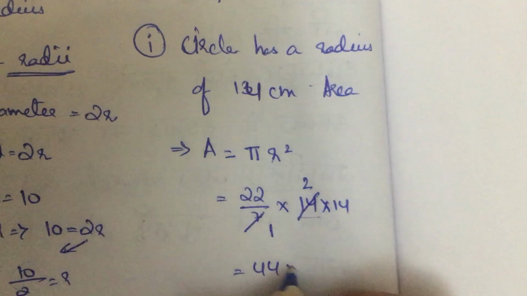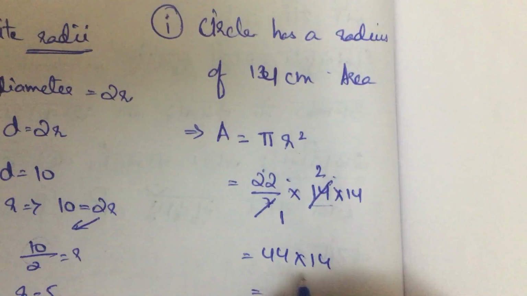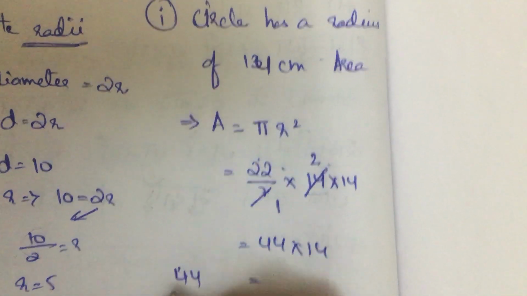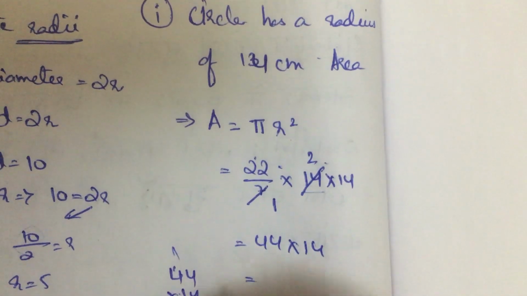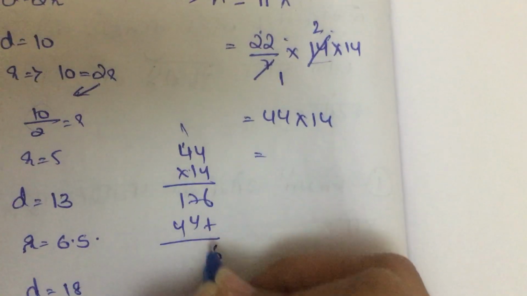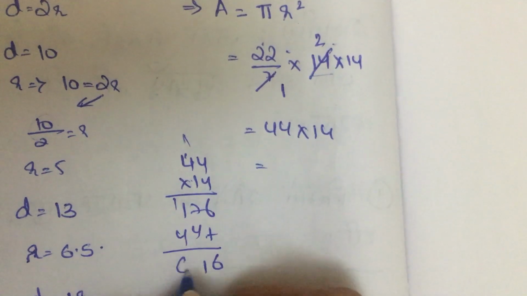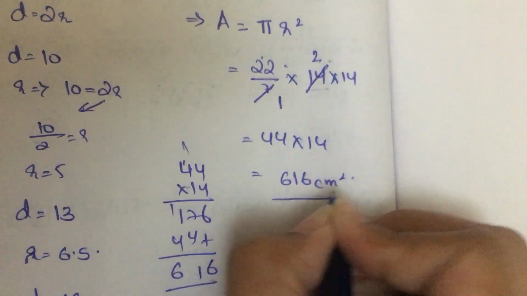That is 22 into 2 which is 44, so 44 into 14 is what I'm going to do. 4 fours are 16, 16, 17 plus 4 and 4, that's going to be 6, 11 and 6. 616 centimeters square will be the area.